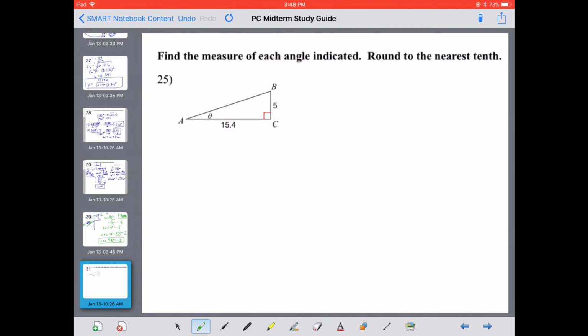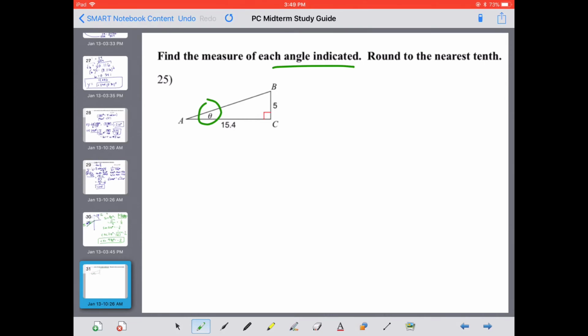Our last problem would be number 25. Notice here it said find the measure of each angle indicated. We never talked about how to find the measure of theta here. We only talked about how to set up our trig functions to find the missing side, and that's what was on your test. That might show up on the midterm, so hopefully I'll have your test graded by Tuesday so we can take a look at those on our last day of class before your midterm.